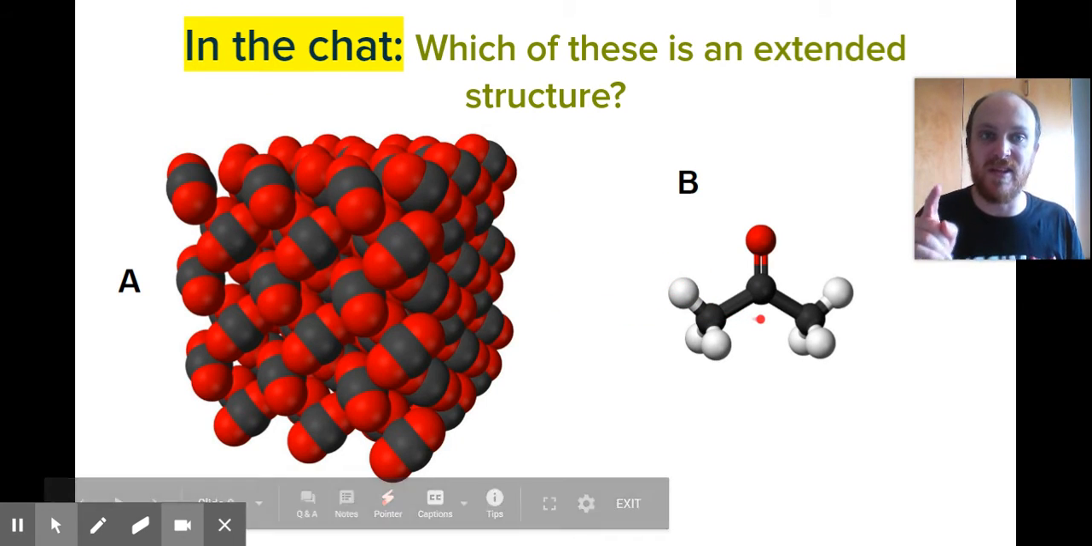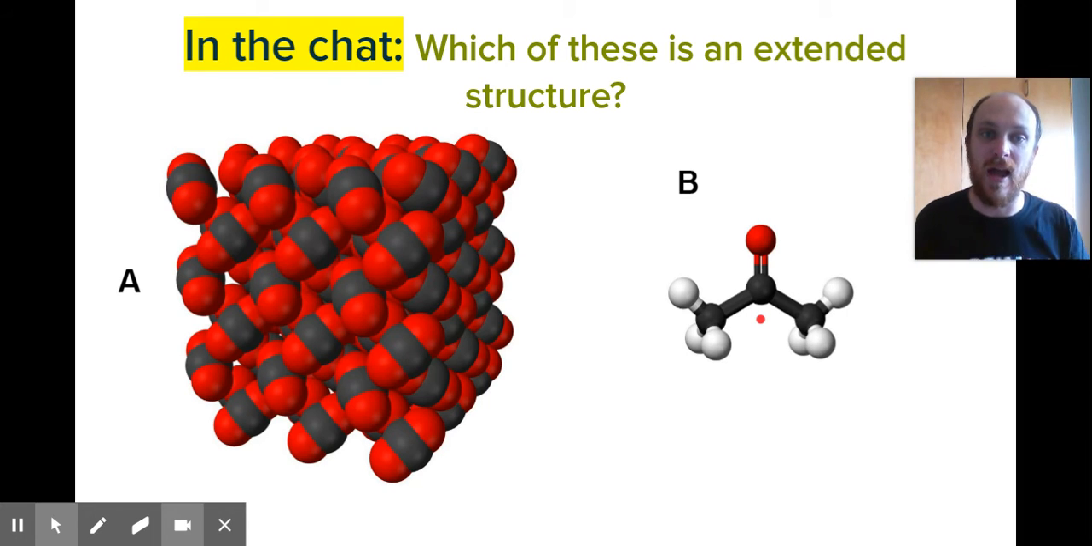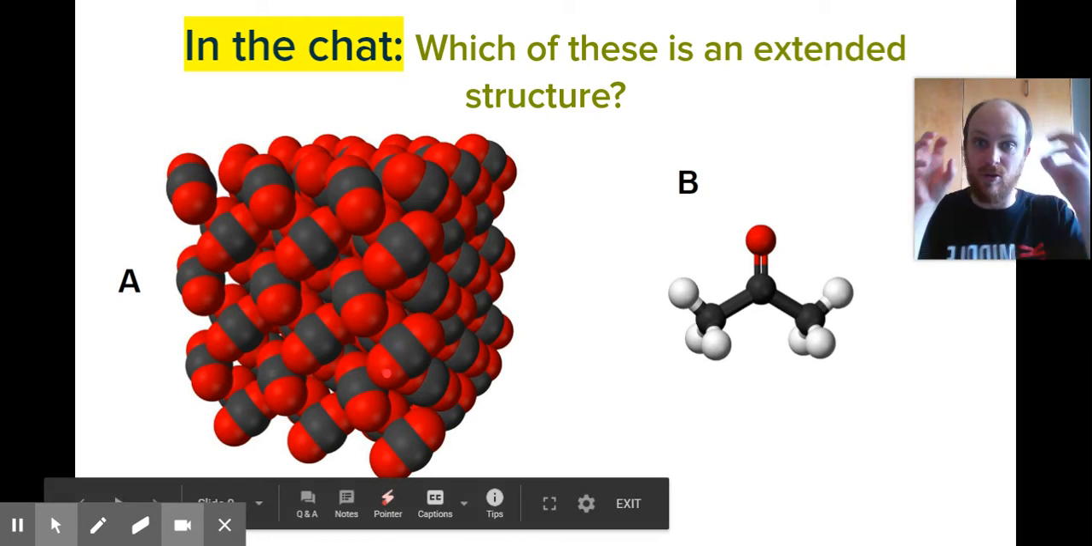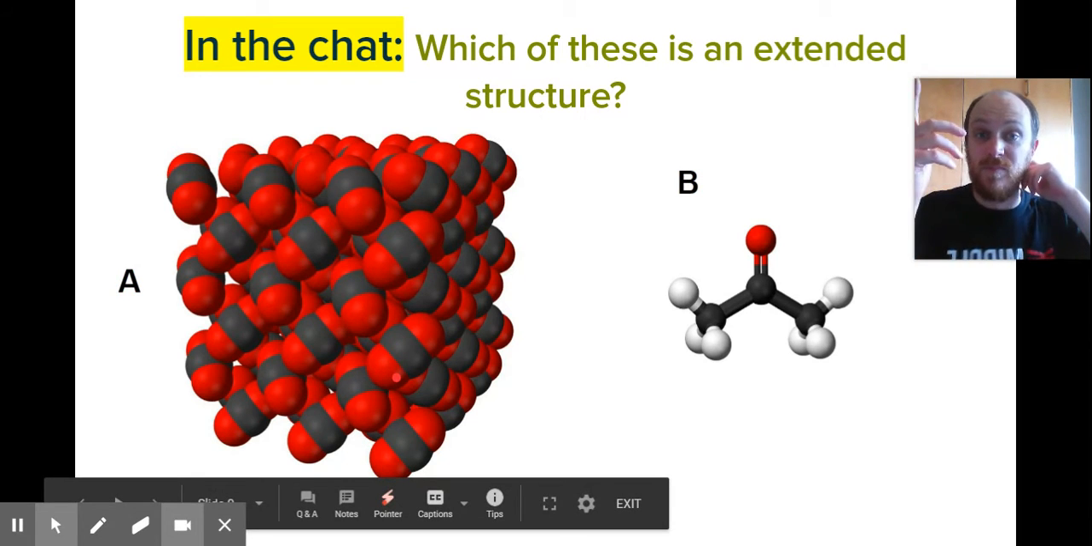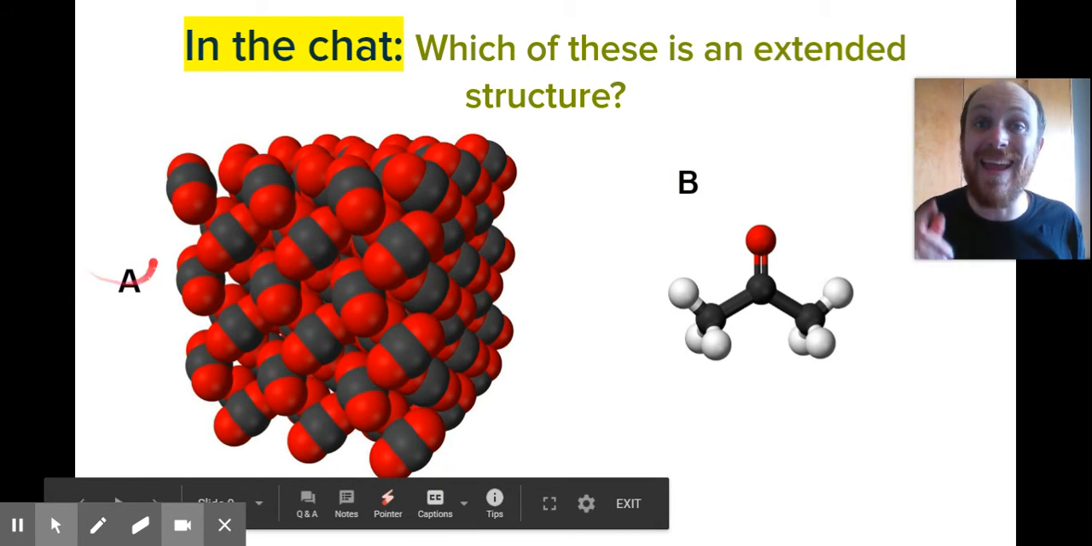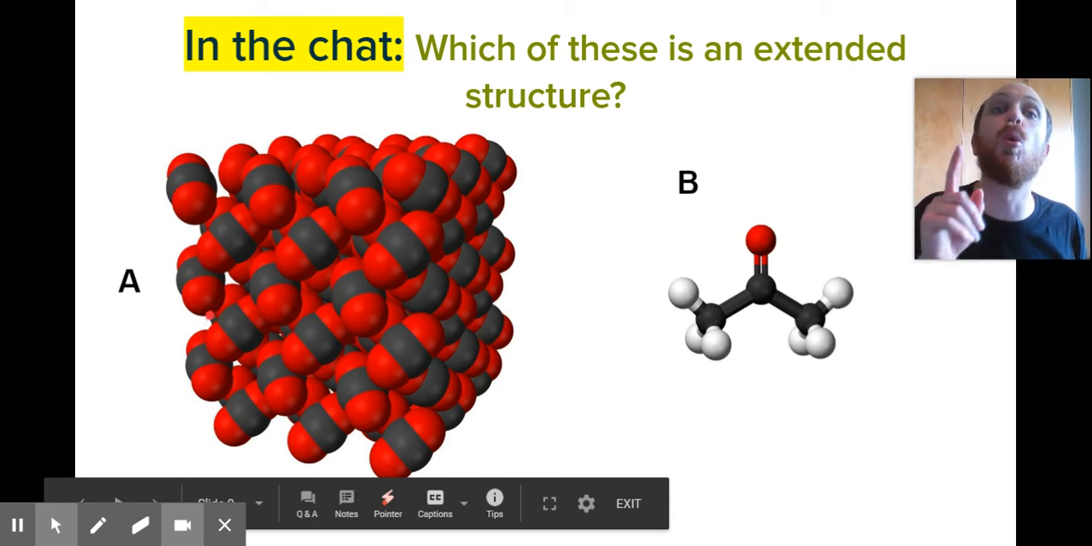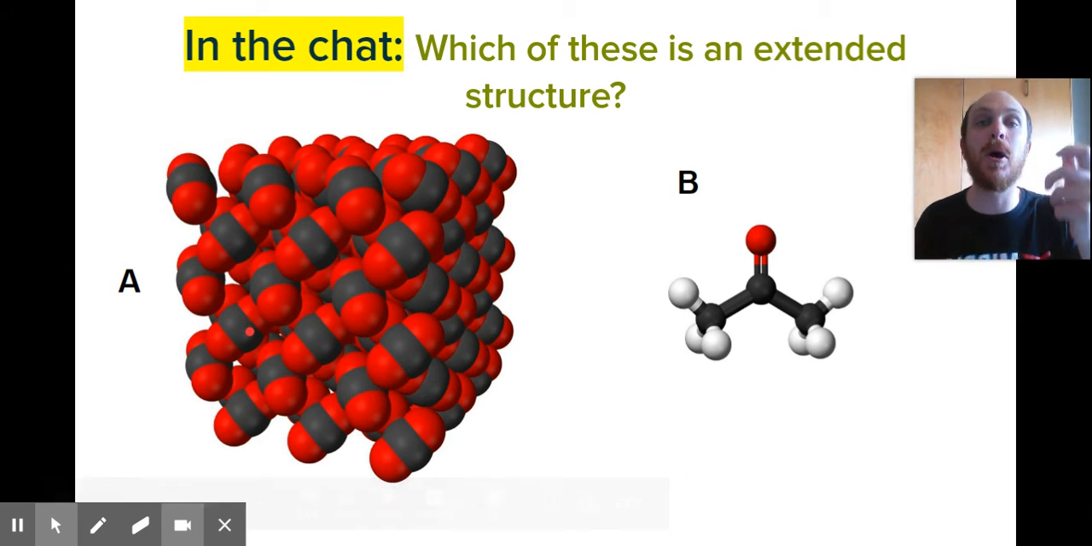Which of these, A or B, is an extended structure? I think that should be relatively easy. This looks pretty simple. This looks big and long. There's a pattern that repeats over and over. So this is the extended structure, A. And I want to make sure you know why. It's because of that subunit.